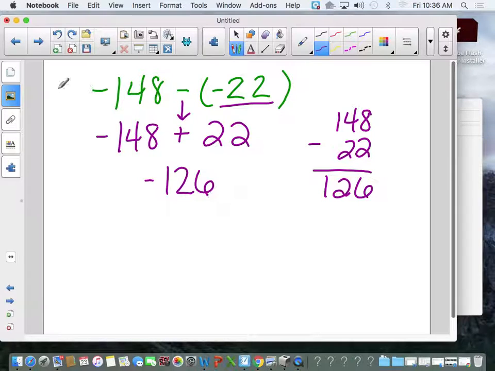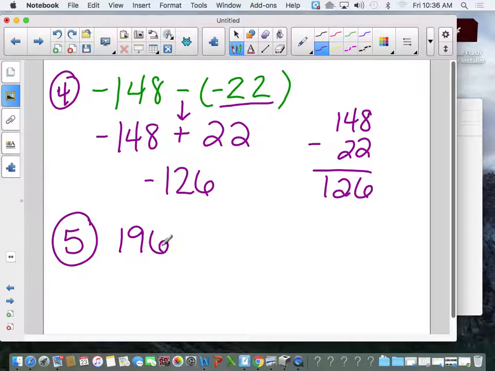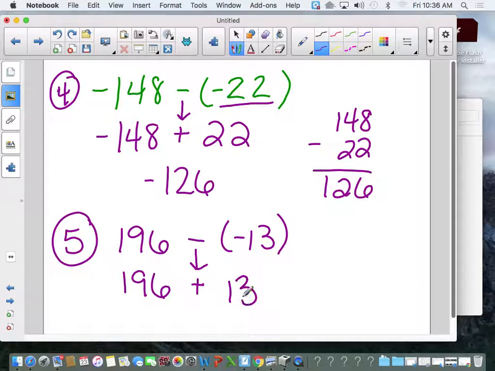We could do this for any number of problems. So we have 196, and I'm subtracting a negative 13. Once again, I'm subtracting integers. All subtraction problems can be changed to addition. So I'm starting at 196, and I'd be subtracting in the opposite direction, which is the same thing as adding. The opposite of negative 13 is a positive 13. And we get 209.